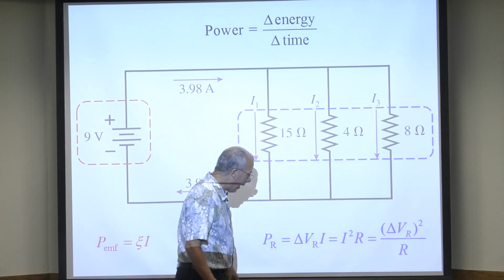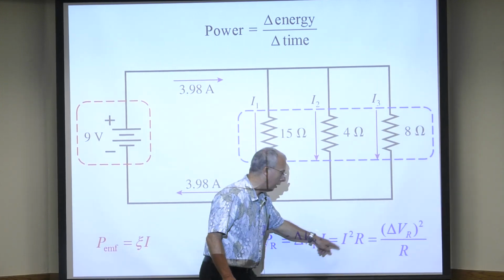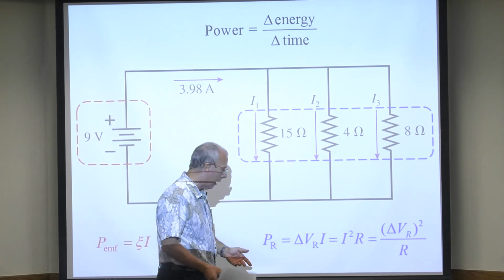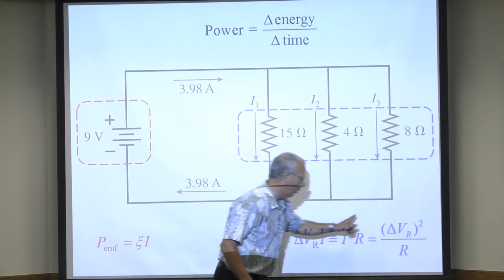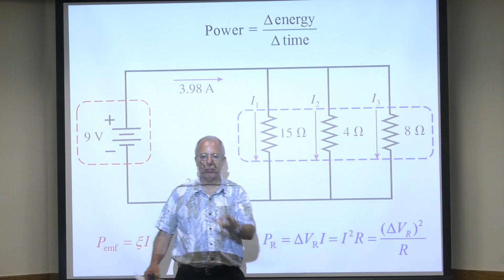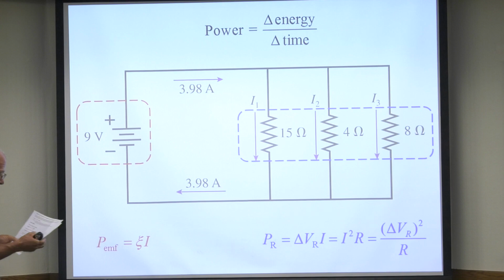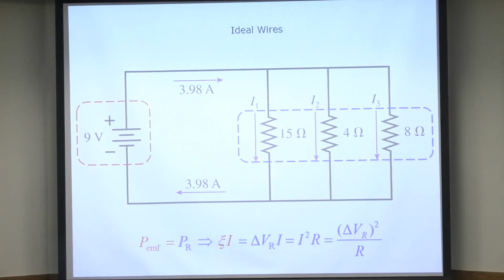If you don't know I, you're not going to use that. You're going to use that, right? On the other hand, if they give you I and R, but they don't give you delta V, you're not going to use that. You're going to use this. So, you have three equations. Just use the one that makes life easier. That's all.